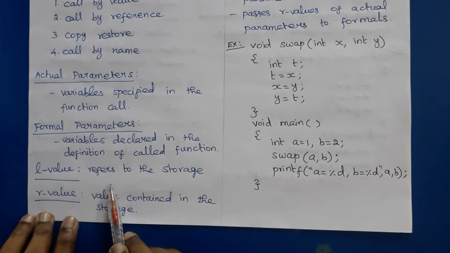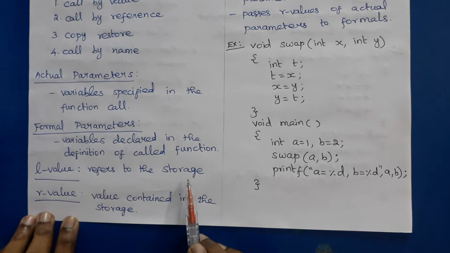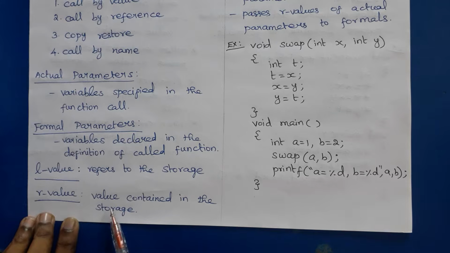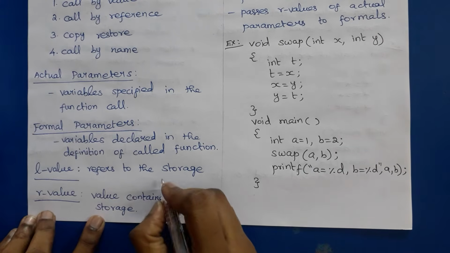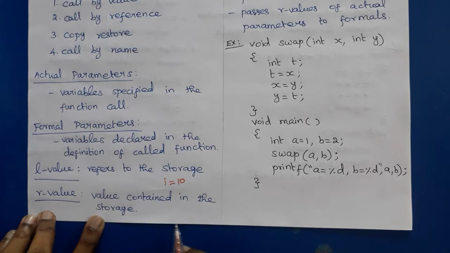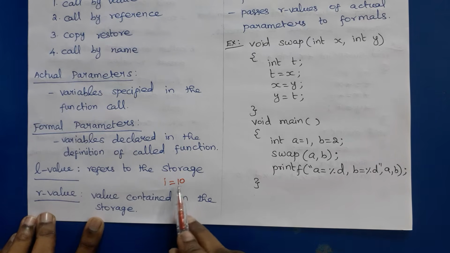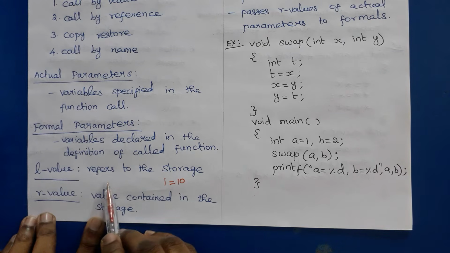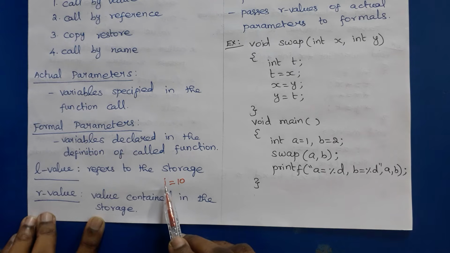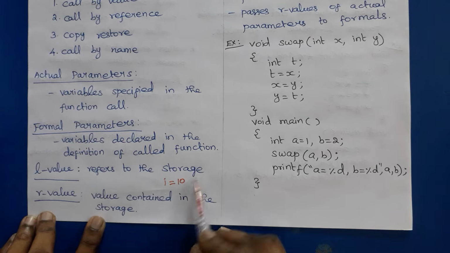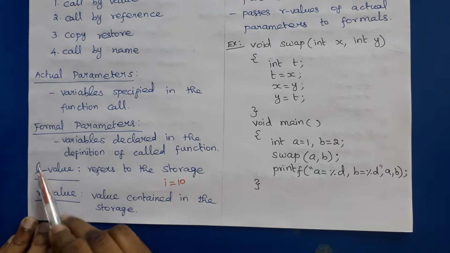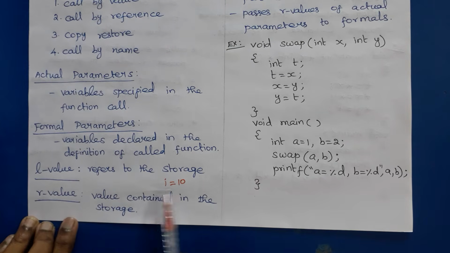Then L value and R value. L value refers to the storage represented by the expression. R value means it refers to the value contained in the storage. So for example, if i equals 10, then 10 is the R value, because this is the value contained in the storage, and i represents the L value because it refers to the storage location. Here L and R stand for the left and right side of an assignment statement. Therefore it is called L value and R value.